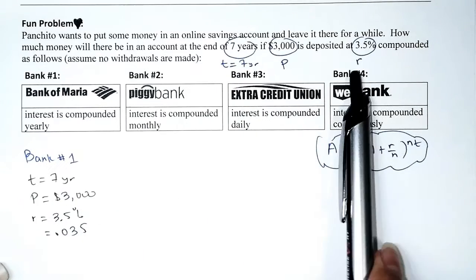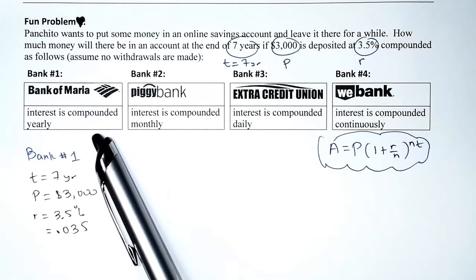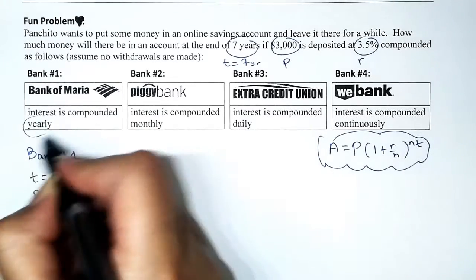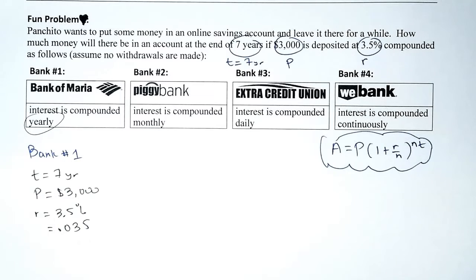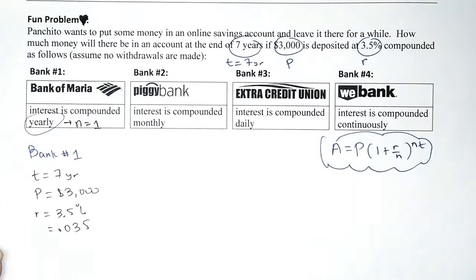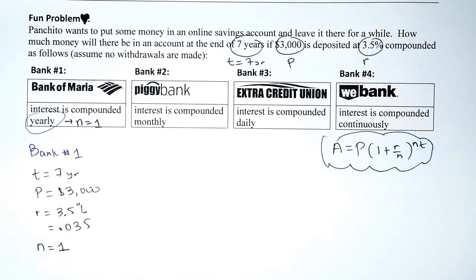Okay, so those 3 things are going to hold true for every bank. Now it says compounded as follows. So for Bank of Maria, the interest is compounded yearly. If the interest is compounded yearly, then that means that they pay out the interest only once per year. Okay, so with our little detective skills, we're like, oh yeah, interest is compounded yearly. That means that they pay out the interest only once a year. So remember, compounding is the number of compoundings. That's just code for how many times they pay out the interest per 1 year.